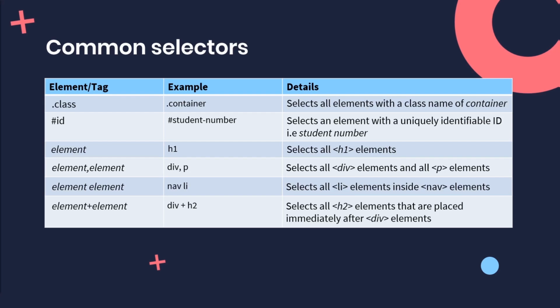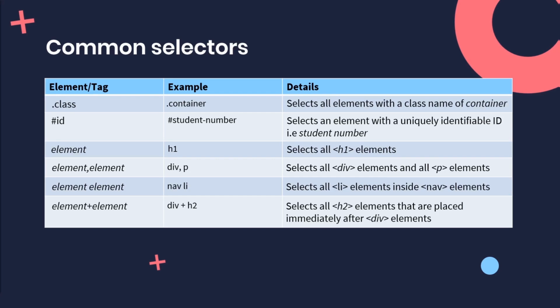And then we also have this thing called element. Now, this is just a very, very generic name, and much like the example before where we had the H1, we select all H1 tags and we style them accordingly. So this is going to take every single H1 tag in our website and style it exactly the same. Okay, then we have this thing called element, comma element.